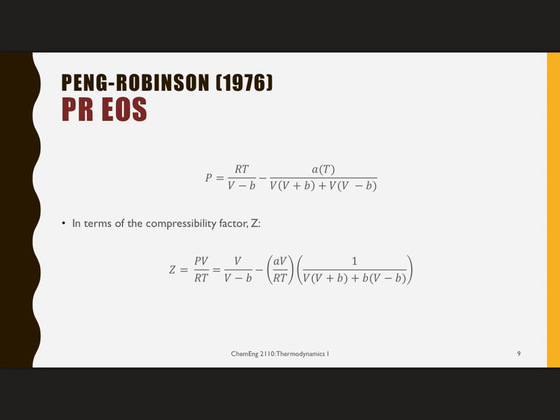We also have the Peng-Robinson equation of state, which is 1976. It has minor advantages and disadvantages over the Soave-Redlich-Kwong. Both of them work fairly well for most substances. In this one, P is equal to RT over V minus B minus A, which is a function of temperature, over, and the denominator here is different, V times V plus B plus B times V minus B. Or in terms of compressibility, V over V minus B minus AV over RT times 1 over V plus B plus B, V minus B.